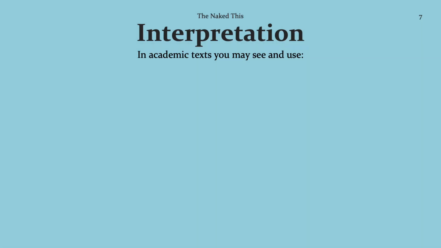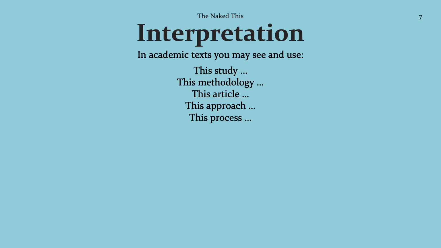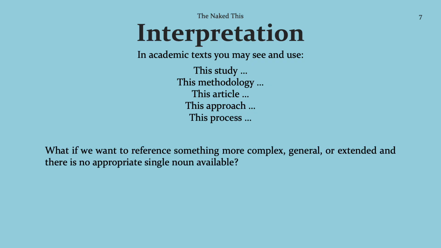In academic texts, you may see and use some if not all of the following examples. This study, this methodology, this article, this approach, this process. But what if we want to reference something more complex, general, or extended, and there is no appropriate single noun available? Let's look to some different examples from academic disciplines.